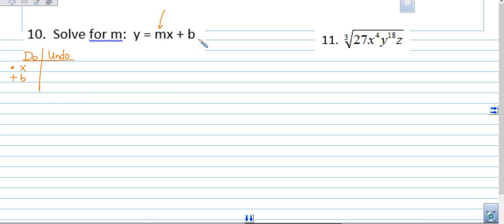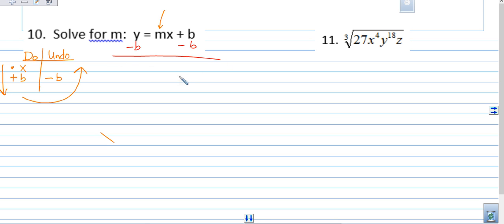And there's nothing else on that side that they've done to m. So how do you undo that? They did it going this way, and we're going to undo it going that way. So we're going to subtract b to undo that adding of b. Okay? So I'm going to subtract b from both sides.